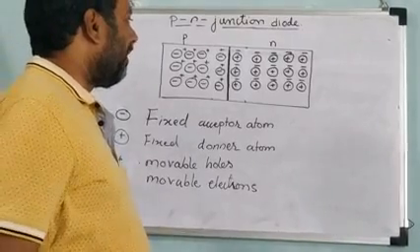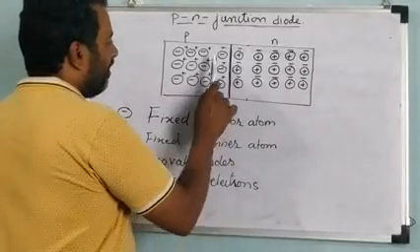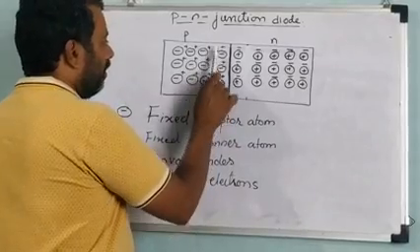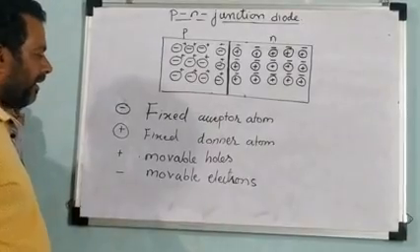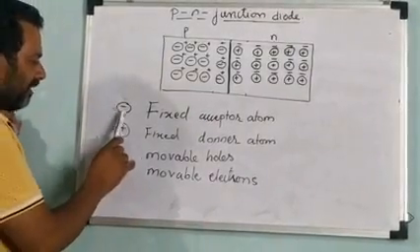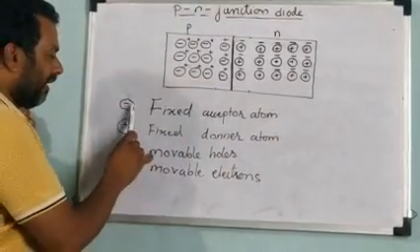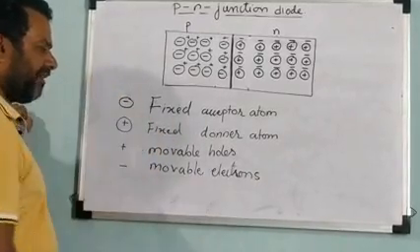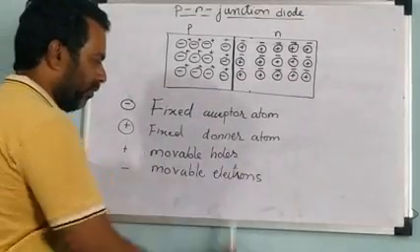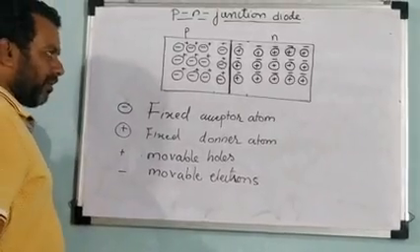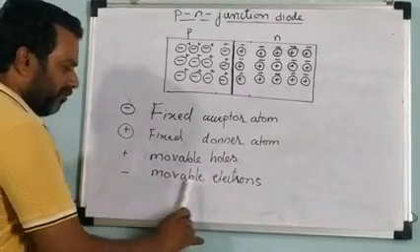Now, the moment this junction is formed, let us see the symbols used over here. The circle with negative sign is the fixed acceptor atom, which will be present in the p-type. Whenever an electron comes to it, it will accept it. On the other hand, in n-type there is a circle with plus sign, which is the fixed donor atom, and it will keep donating electrons. The positive signs are the movable holes and the negative signs are the movable electrons.